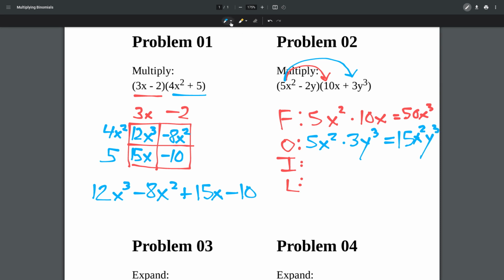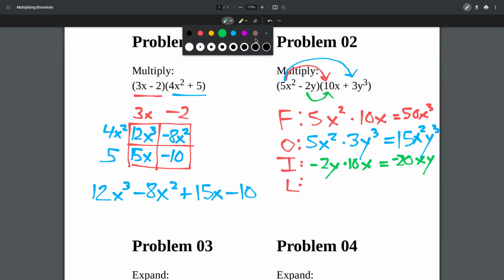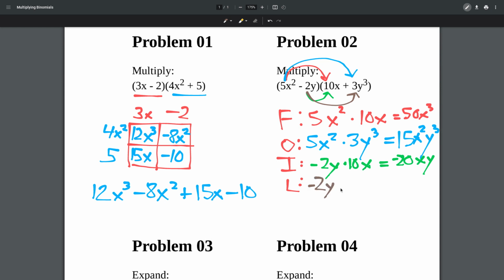Okay, then we're going to do the inner terms. So that's going to be a negative 2y times 10x. And that's going to be a negative 20xy. And then we're going to go ahead and do the last terms, so negative 2y times 3y cubed. And we'll get negative 6y to the 4th power.